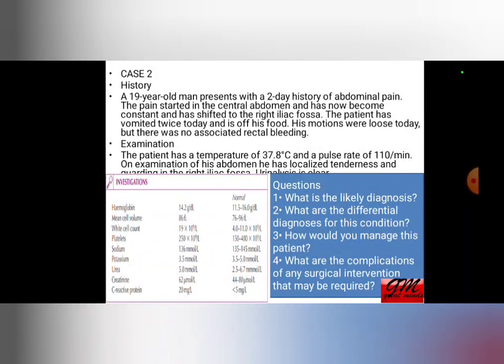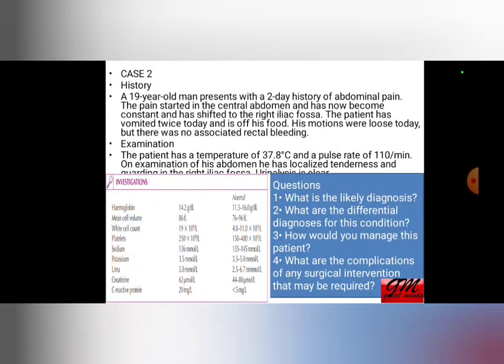Now the next question is, what complications of any surgical intervention may be required? So what are the complications of the surgical intervention that can be required here? Every time you want to speak about post-op complications, speak about them in 2 ways. You have post-op complications based on the pathology, and you have general post-op complications. Now, post-op complications based on acute appendicitis.